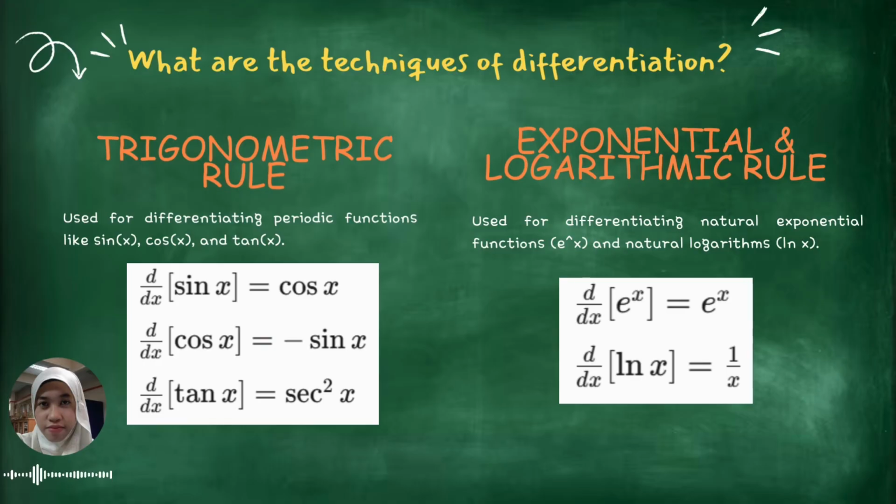Trigonometric rule for periodic functions like sine, cosine, and tangent. d over dx of sine x equals cosine x. d over dx of cosine x equals negative sine x. d over dx of tan x equals sec squared x. And the last one is exponential and logarithmic rules. d over dx of e to the x equals e to the x, and d over dx of ln x equals 1 over x.